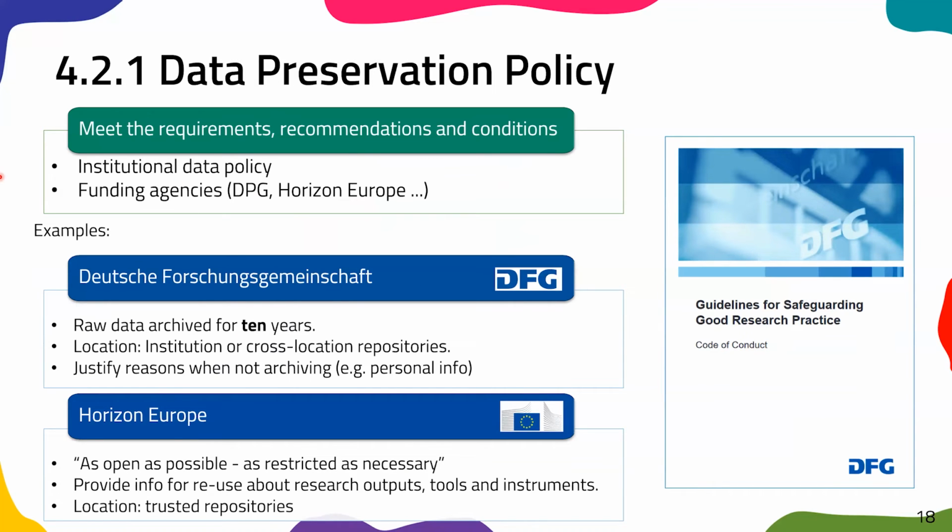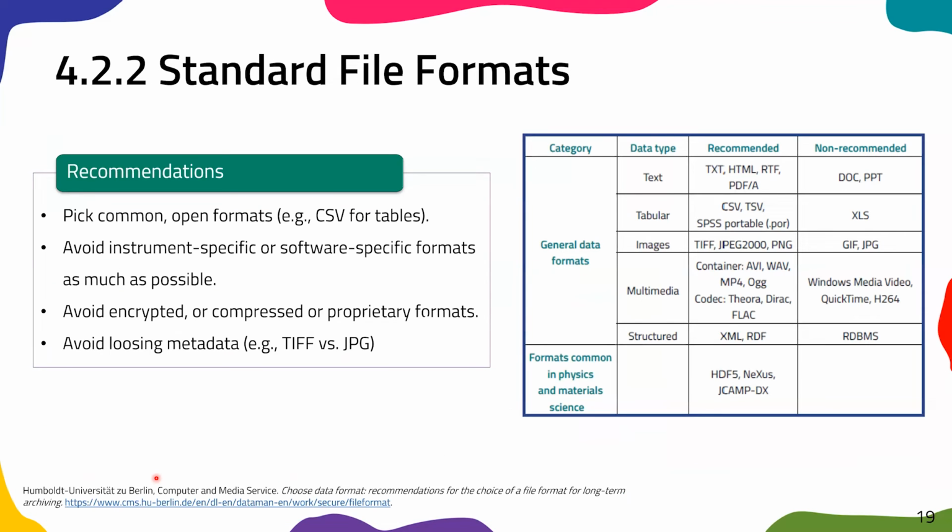So as I said, the institutional data policy or your funding agency has some guidelines on how to treat the data in the long term. For instance, the DFG encourages you to save the data at least for 10 years on institutional or cross-location repositories. And if you're not saving some data, for instance, if this is personal data, you should justify already. The same is for Horizon. They have a very open policy. So their motto is as open as possible, as restricted as necessary. So I don't go into more details for the sake of time.